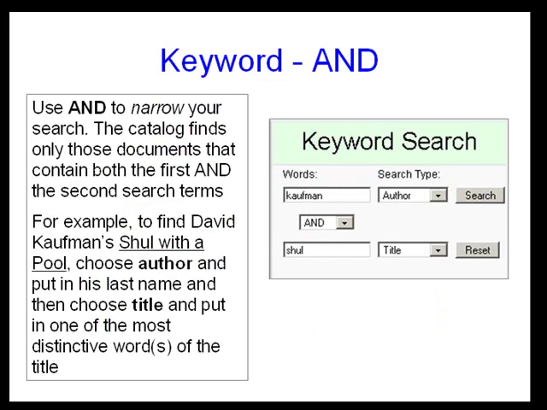You use the and to narrow your search. And this is good if you know part of the author's name or part of the title and you want to combine them. So by putting Kaufman in the author field and Schul in the title field, you'll be able to come up with David Kaufman's Schul with the Pool.